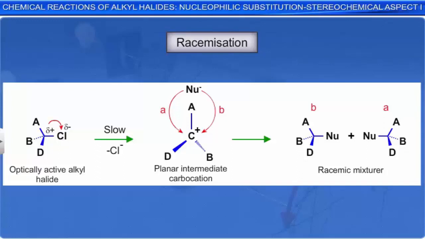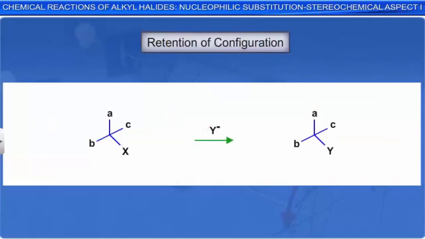Another important concept is that of retention and inversion of configuration. Retention of configuration is the preservation of the integrity of the spatial arrangement of bonds to an asymmetric center during a chemical transformation. For example, in the conversion of a chemical species XCABC to YCABC, the relative configuration of the reactant XCABC is retained in the product.